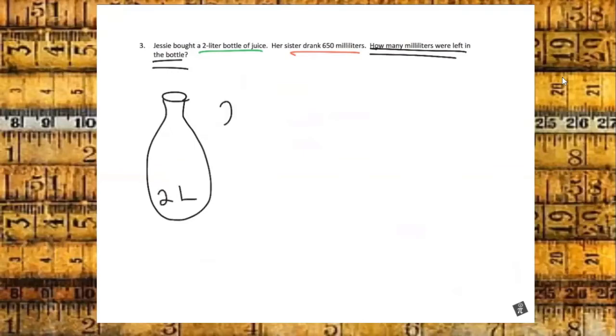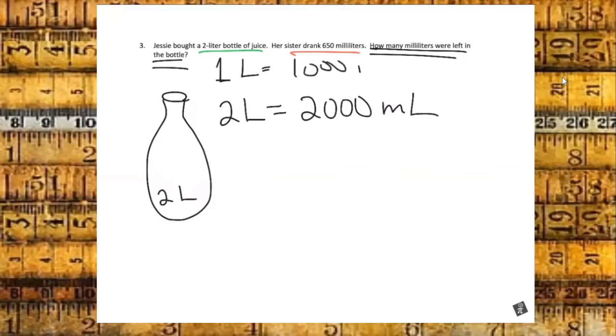Well, we need to remember that 2 liters is equal to 2,000 milliliters, because each liter, 1 liter, is 1,000 milliliters. In fact, that's the whole point of the phrase milliliters. Milli means thousandths. So 2 liters is 2,000 milliliters, but the sister drank 650 of those 2,000 milliliters.